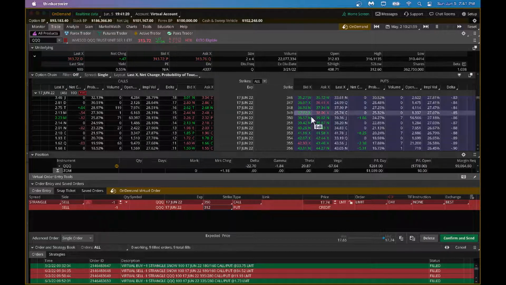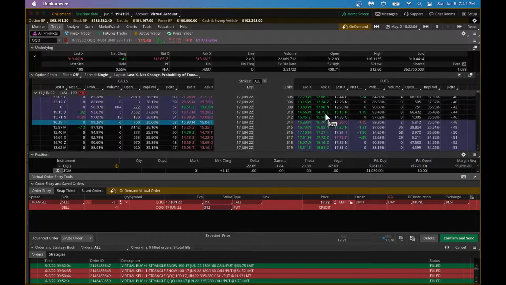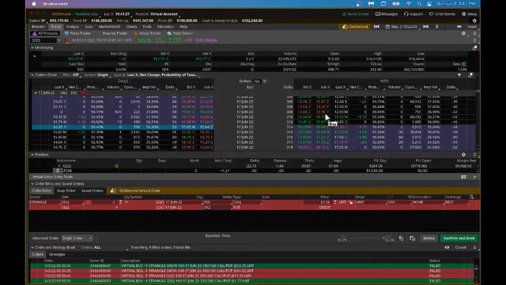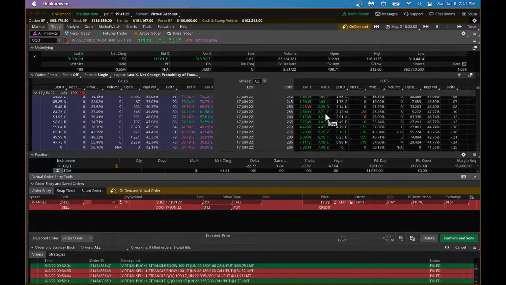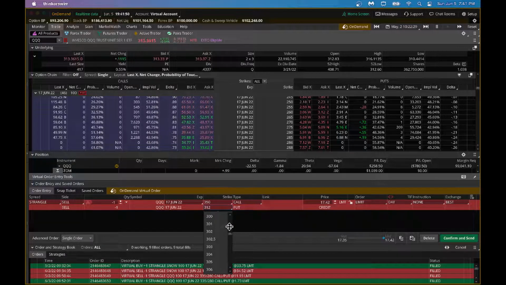Then on the put side, we'll do the same thing and go all the way down here. Look at delta 50, keep going down. Delta 15 is right here, 16. I would say maybe 13 is good enough. There is no 15 here. Let's go with 13, at 265. So I'll sell the put option at 265.